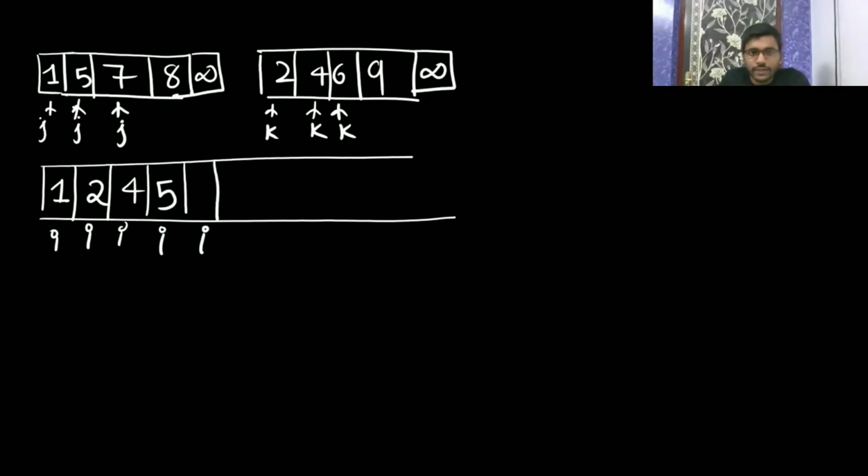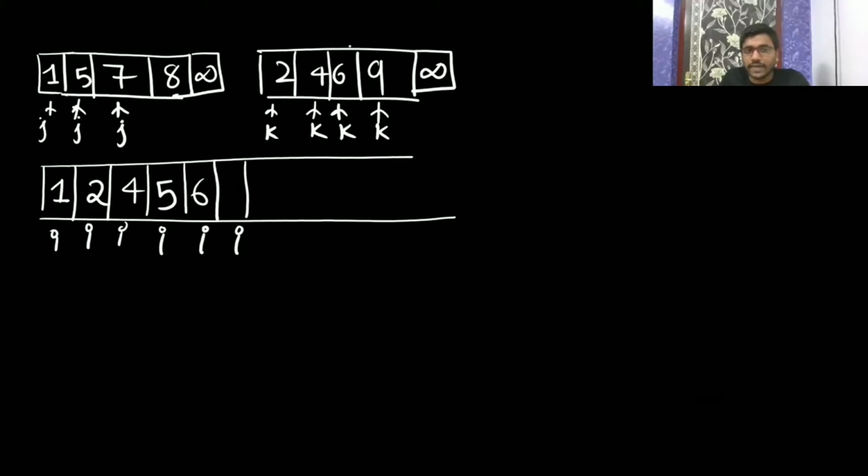Now between 7 and 6, which is smaller? 6 is smaller. So now k will increment to here and i will increment to here, but j will stay at that point only, because that element has not been placed in the list. After an element is placed in the list, we increment the pointer pointing to it. So now j is pointing to 7 and k is pointing to 9.